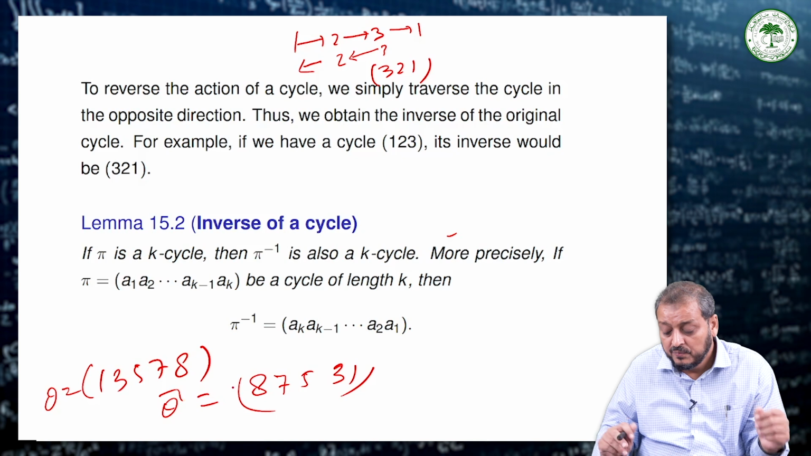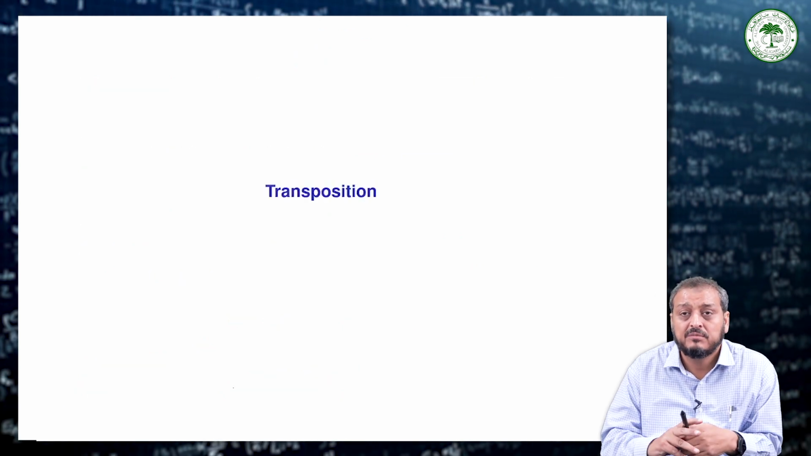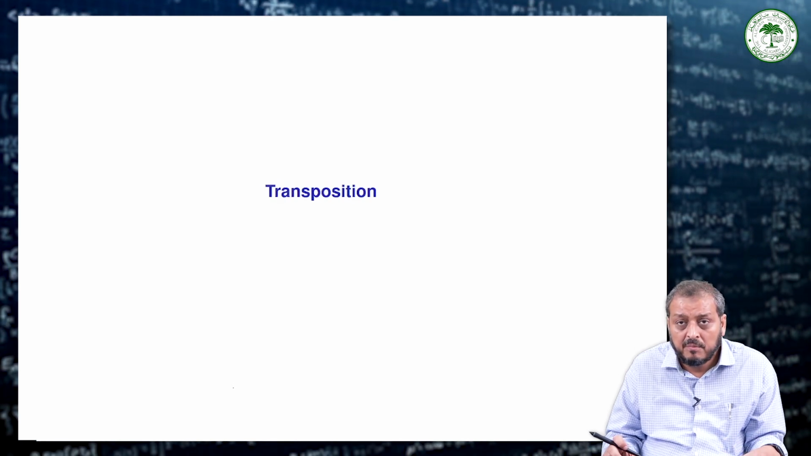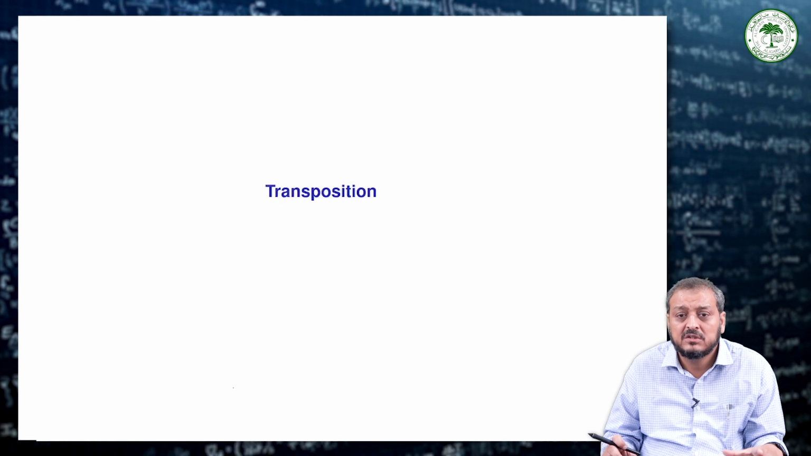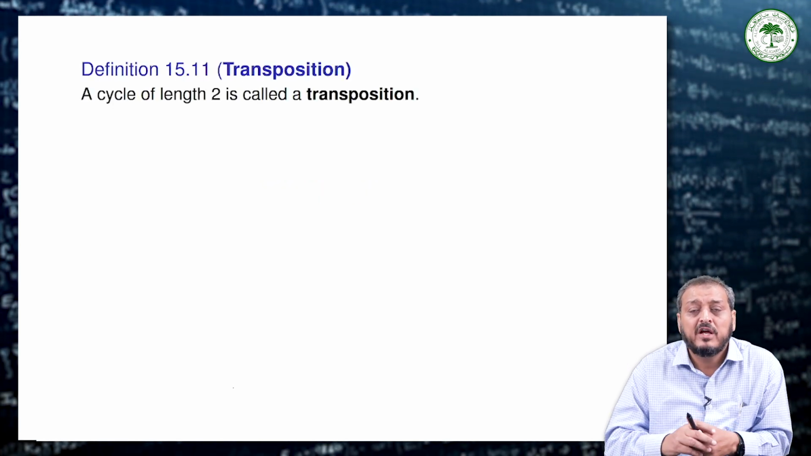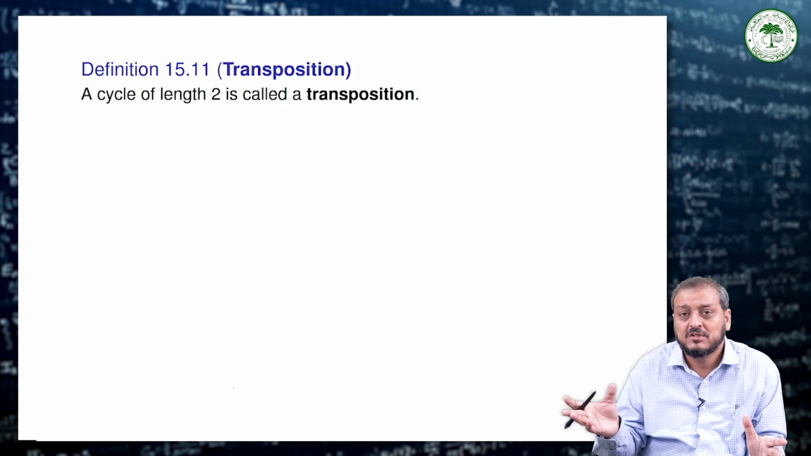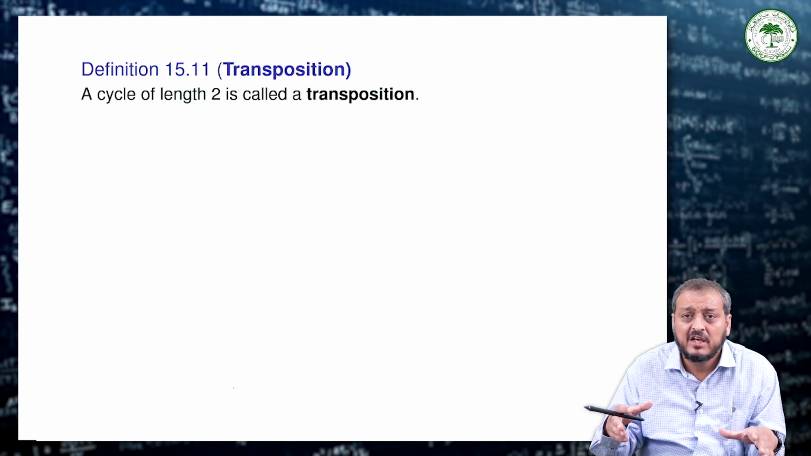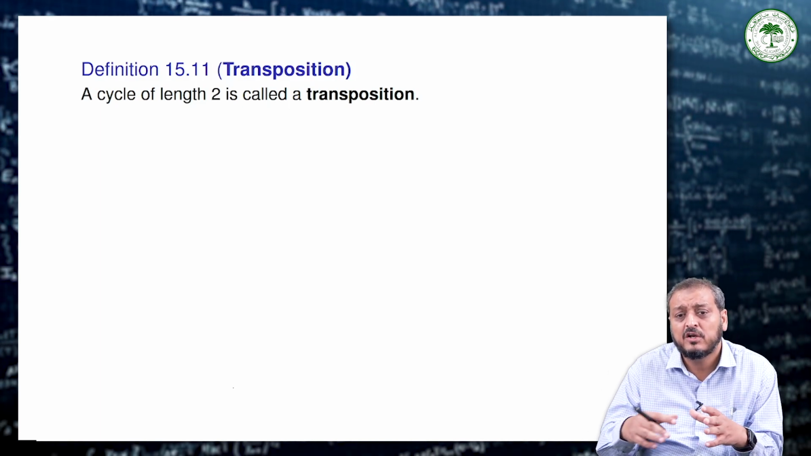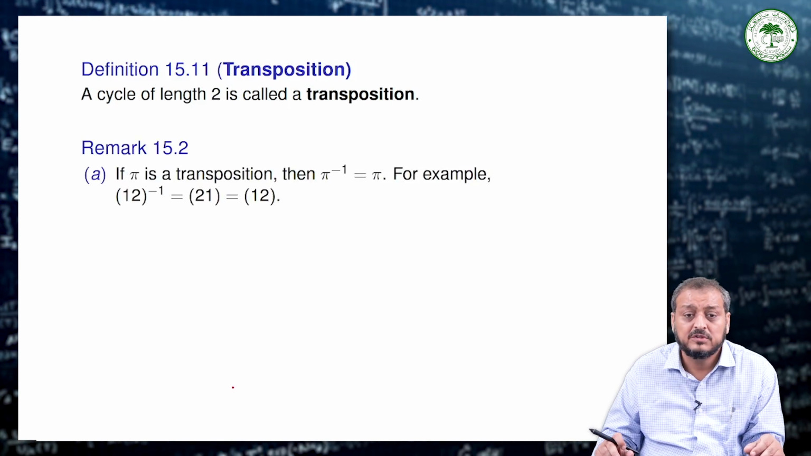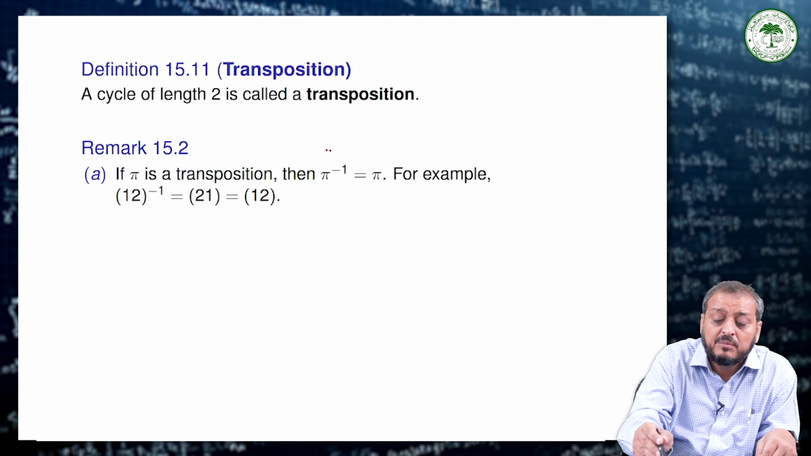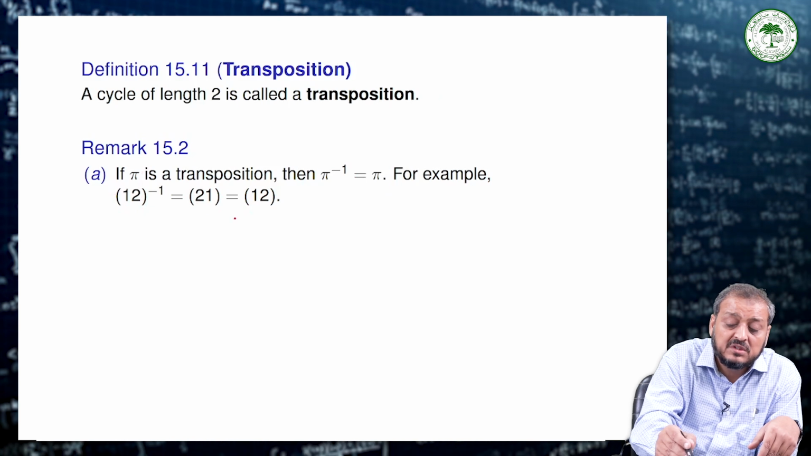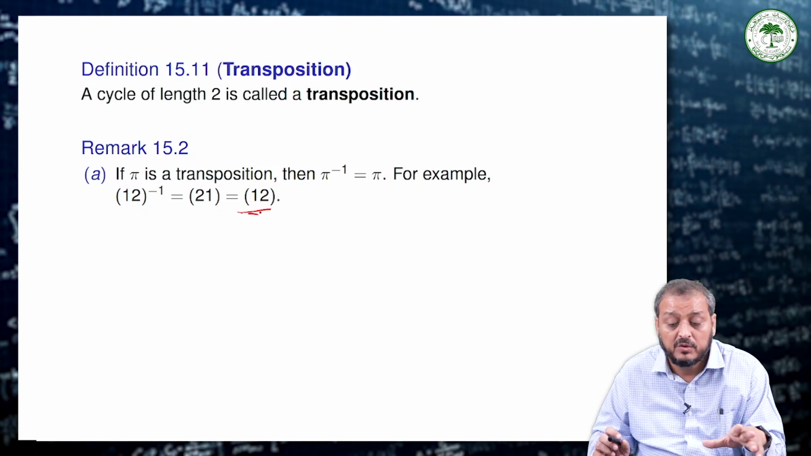Now we move to the transpositions of permutations. This is a very important topic. A cycle of length 2 is called a transposition. So if we have a cyclic notation and a cycle of length 2, this cycle is called a transposition. If pi is a transposition, then pi inverse is equal to pi. For example, (1 2) inverse is equal to (2 1), and (2 1) is the same as the cyclic notation we write as (1 2).